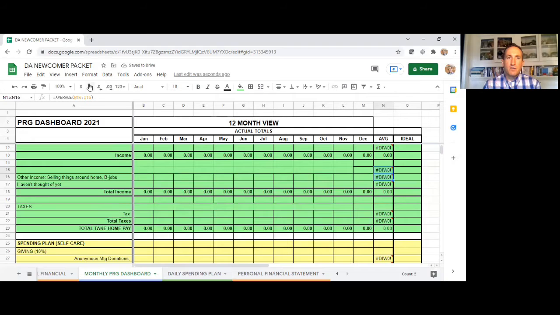You can also, let me undo that. This is the undo button. You can also hit, as long as it's highlighted there, you can hit paint format, click that, and then it'll copy it right there. So I like to just grab it and pull it up.